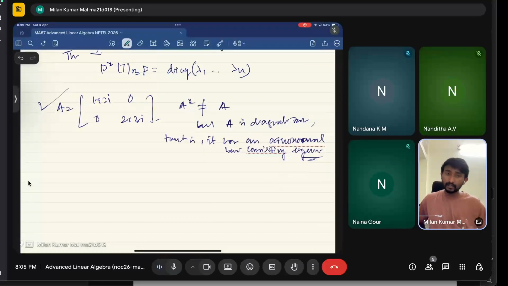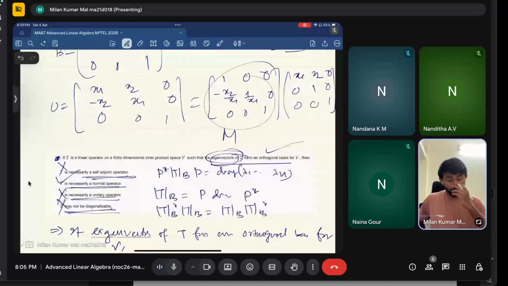This is diagonal and diagonalizable, and we have whatever we required, but here it is not unitary. Also, A is not unitary. So the option T necessarily unitary will be discarded, the option T necessarily self-adjoint is discarded, and T necessarily normal operator can be obtained from here.